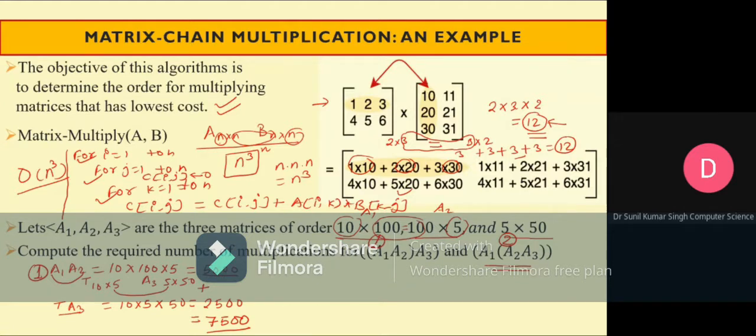So when we are going to compute the second one, first we are going to compute a2 and a3. Look at here in the diagram, a2 and a3. So a2 is this one, a3 is this one. Look at the compatibility. Number of columns is equal to number of rows, compatible. Now multiplications here, 100, this one, and then 5, and then 50. So what is the value? 25,000.